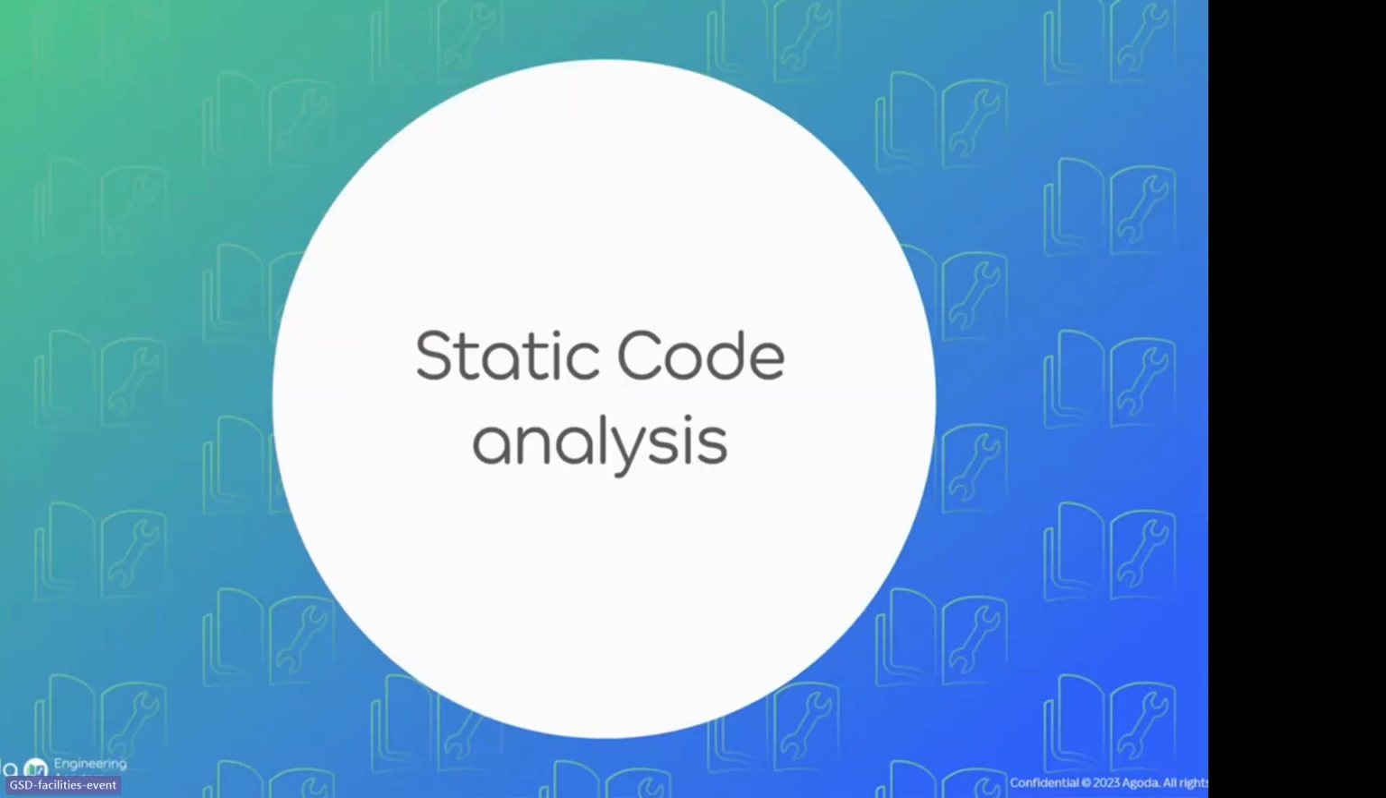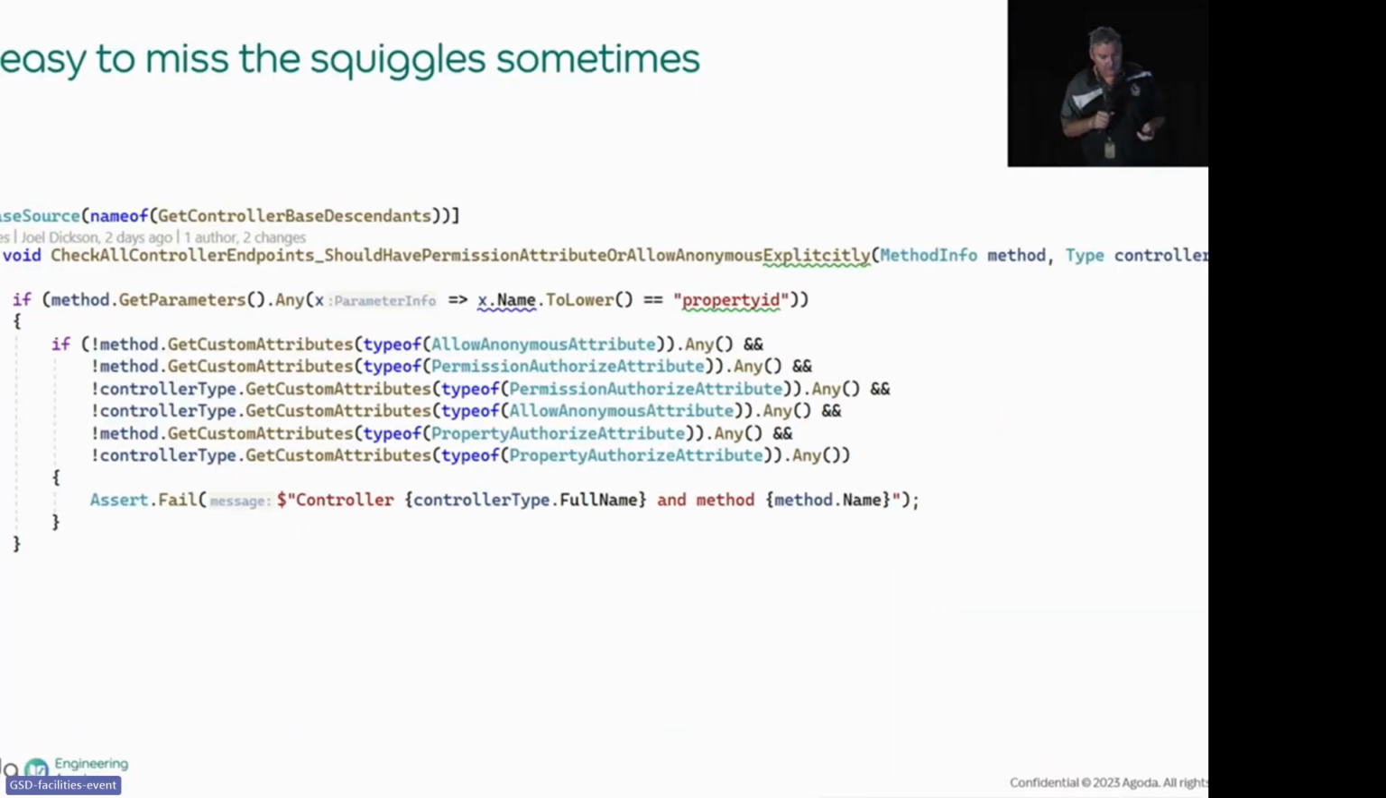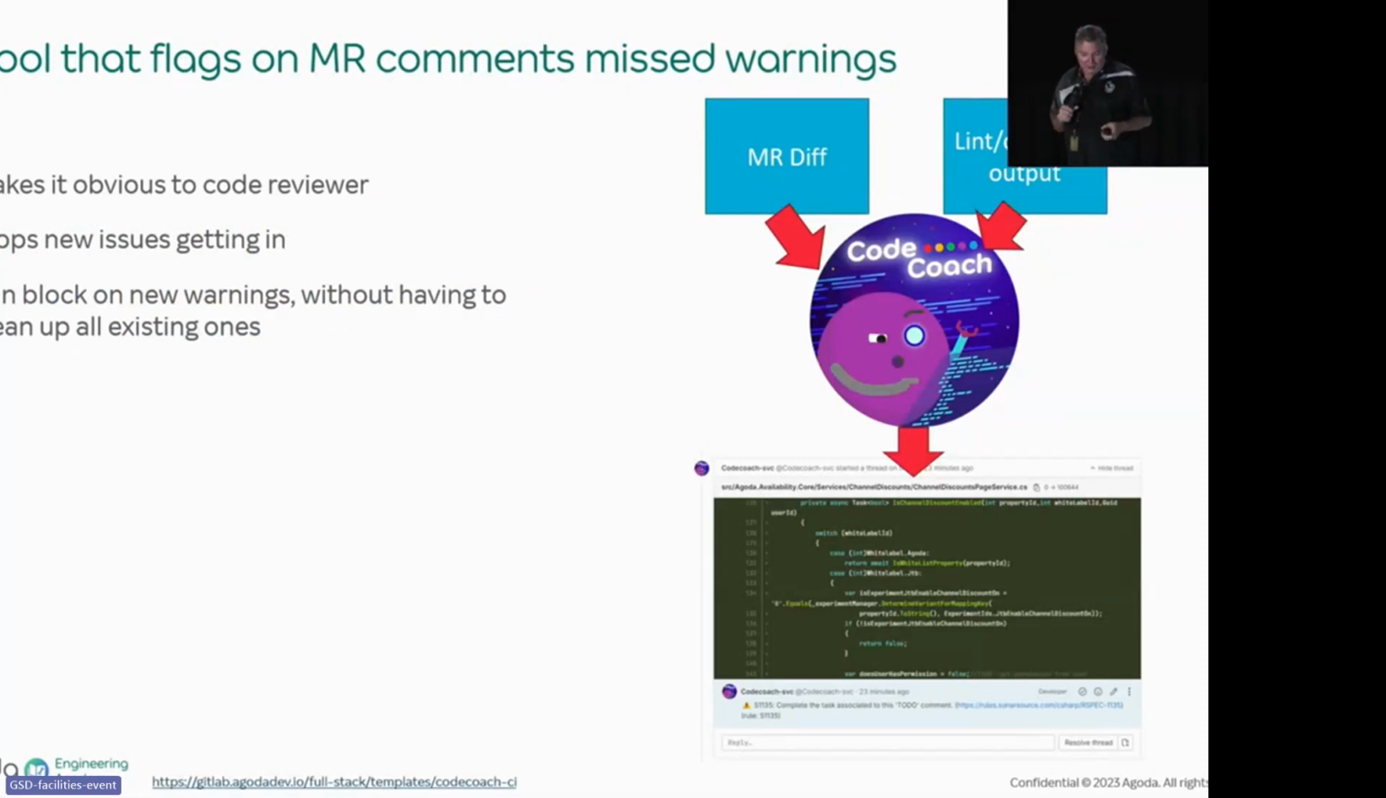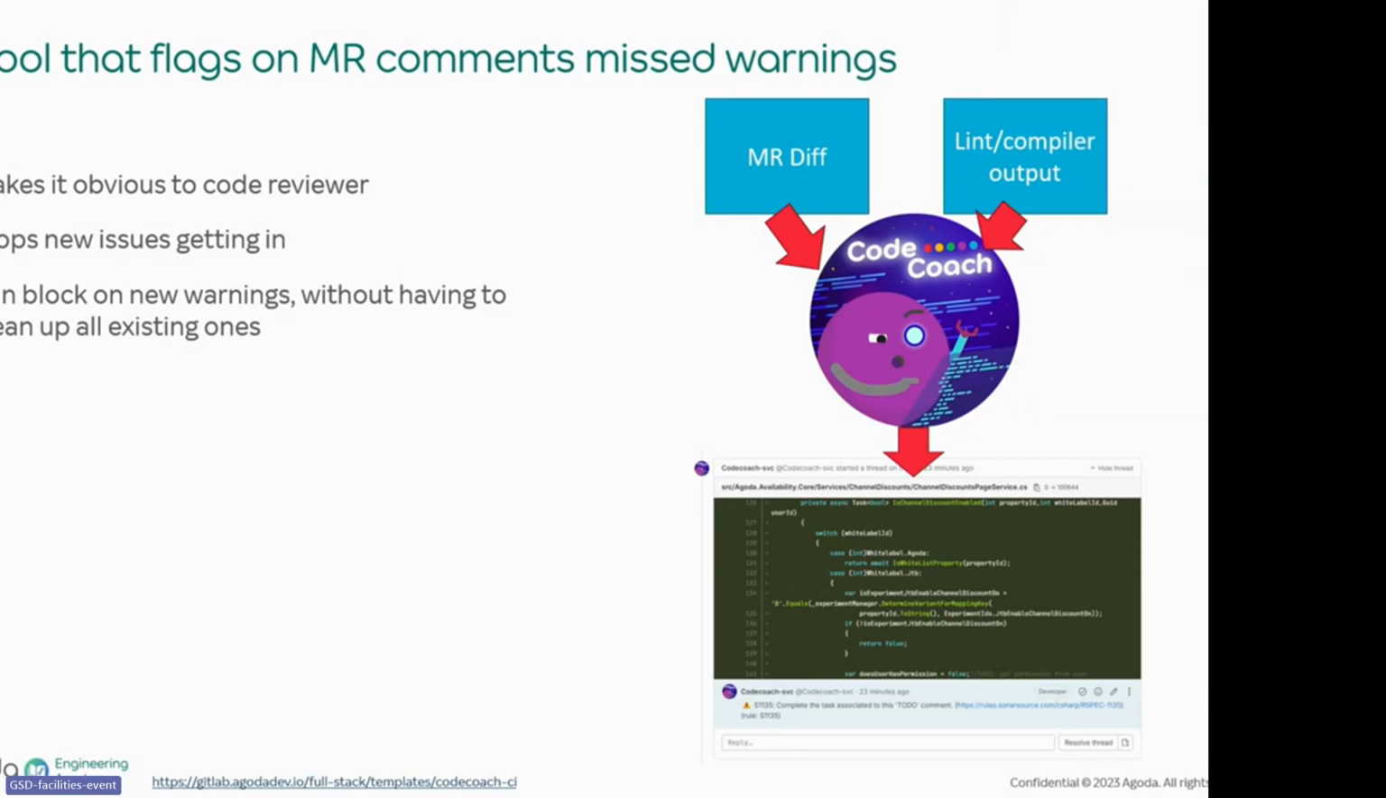Static code analysis is another thing that we've been using to try and improve the developer experience. So sometimes people miss things. So this is an IDE. It's telling me I've got a problem with my code. And it's not easy to see. Less obvious as well. So because people were missing these things, we didn't want to put them as an error, because if we did, we'd have to go and clean up like 10,000 things. So we created this little Node.js CLI tool that takes the MR diff and the linting and compiler output and then comments on the PR. So it'll just help the code reviewer pick up some of these compiler warnings or static code analysis rules getting in.